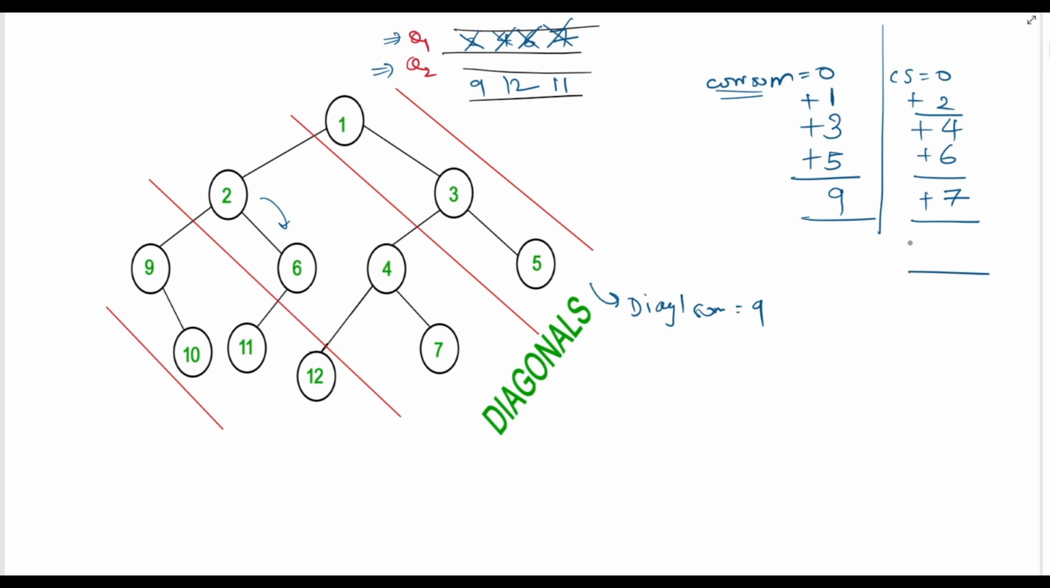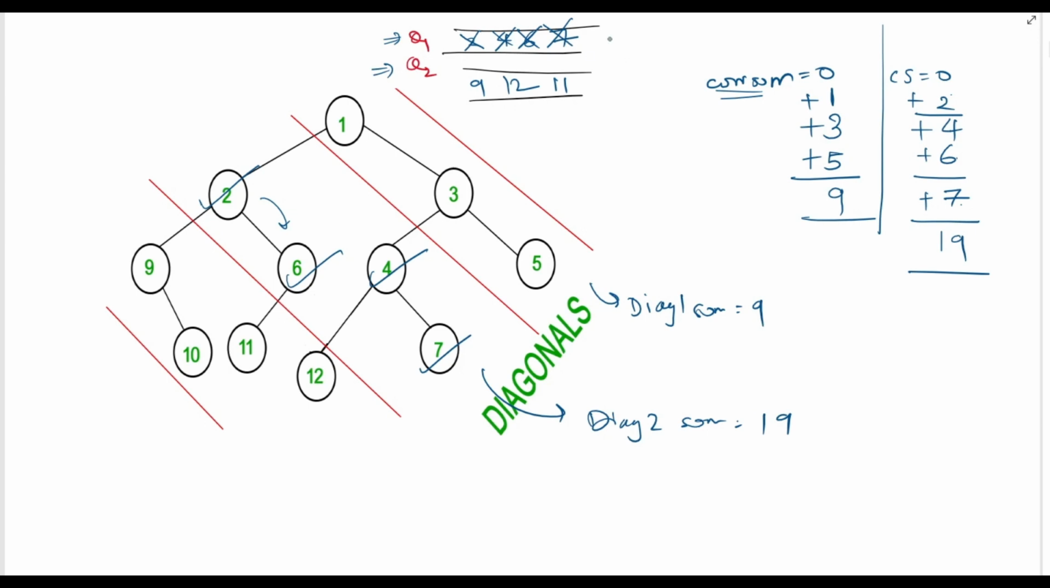So this will be the total sum for diagonal 2, right? So that will be the diagonal 2 sum, which is, you can see, 2 plus 4 plus 6 plus 7, correct? So what is that? I think 6 plus 4 is 10, 12, 12 plus 7, which is 19, right? So that is 19.